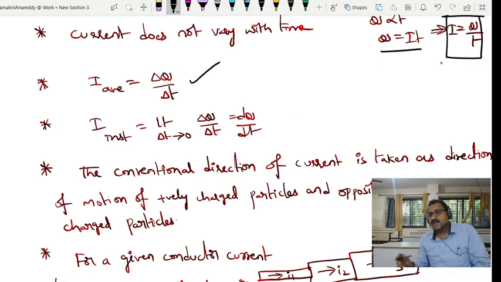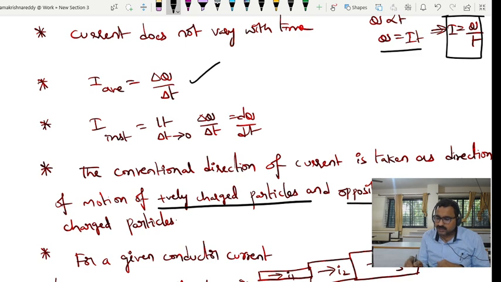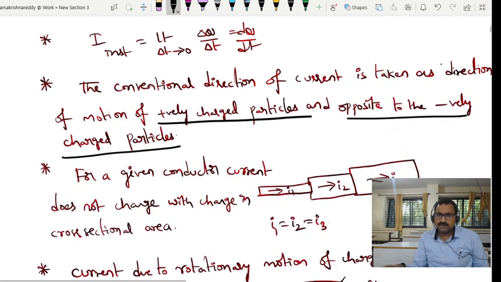Next, the conventional direction of current. How do we take the current direction? The conventional direction of current is taken as the direction of motion of positively charged particles and opposite to the direction of negatively charged particles.